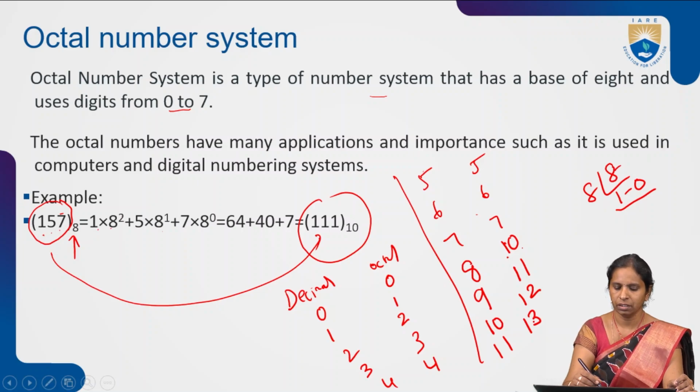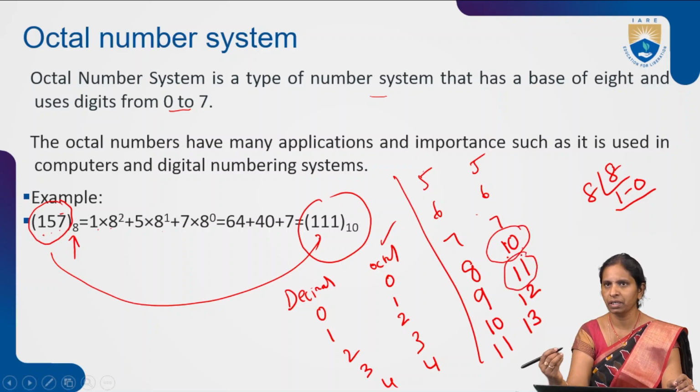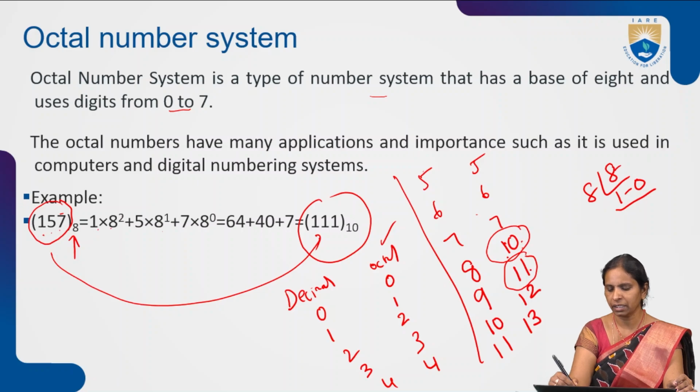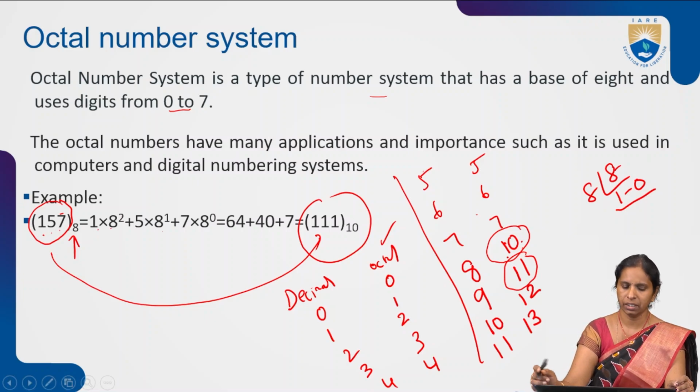Like that, for any number in the octal number system, you take 0, 1, 2, 3, up to 7, and the number 8 is represented by 1, 0, and the number 9 is represented by 11. Therefore, any number is represented only by the digits 0 to 7. That is the octal number system.